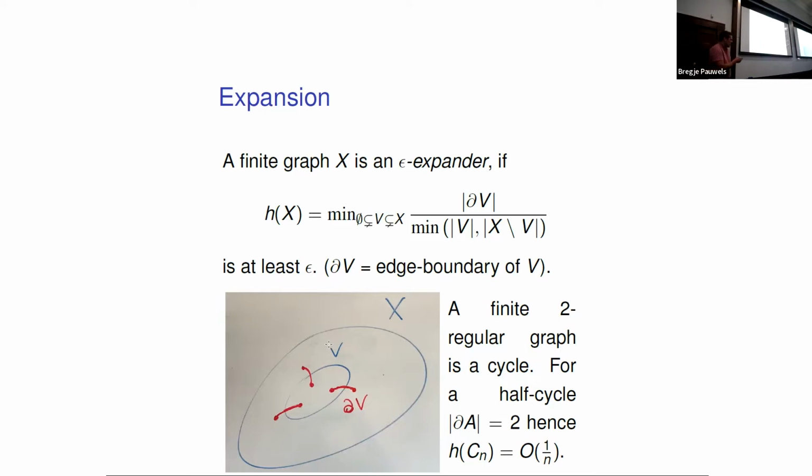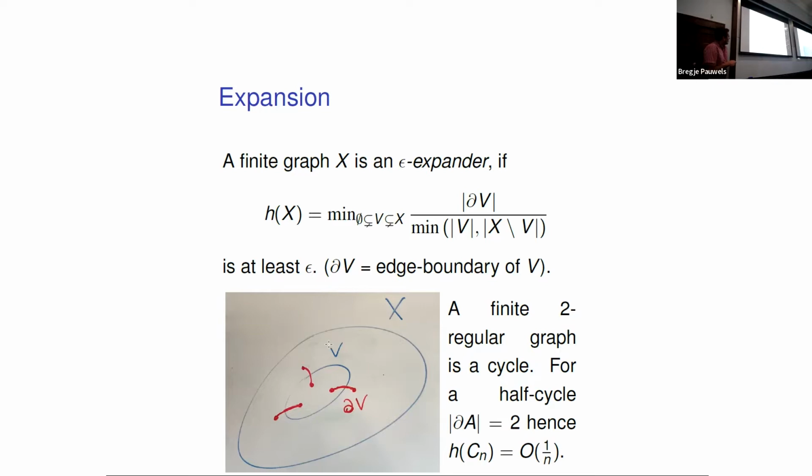How do you measure this? You say, well, I look at V, and I can look at this so-called boundary. These are edges where one vertex is in V and one vertex is outside of V. This is sort of your connection from V to the rest.